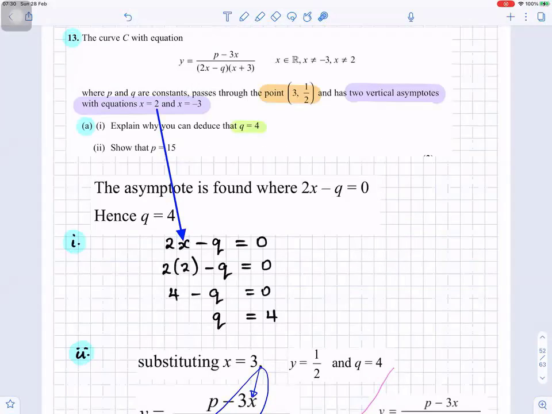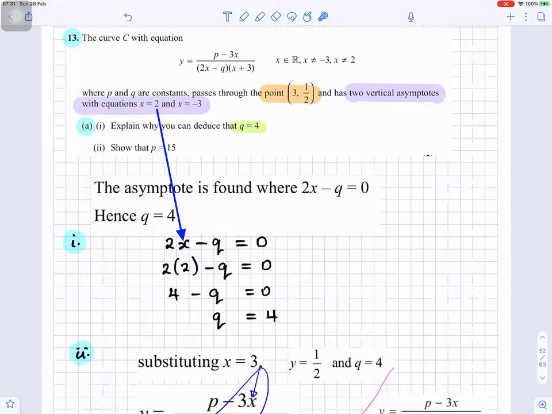Question number 13. The curve C with equation y equals p minus 3x over 2x minus q, bracket x plus 3, where p and q are constants, passes through the point 3, 0.5, and has two vertical asymptotes. Explain why you can deduce that q equals 4. The asymptote is found where 2x minus q equals 0. So 2x minus q equals 0, hence q is equal to 4.